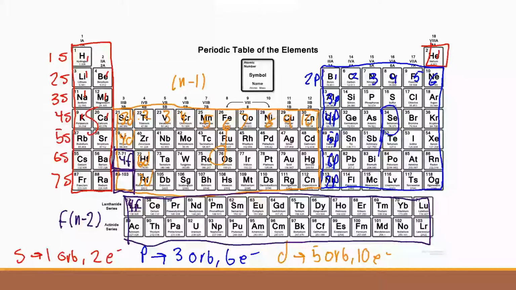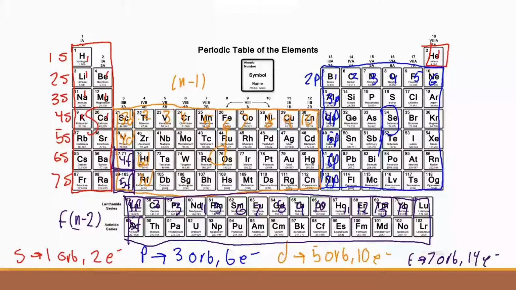Same thing goes for this one. 89 through 103 is located in row 7, but the rule is n minus 2. So 7 minus 2 is 5f. And for the F sublevel, you have 7 orbitals or 14 electrons. So if we count the number of electrons, you'll get 1, 2, 3, 4, 5, 6, 7, 8, 9, 10, 11, 12, 13, 14, and this section right here is for the D sublevel.